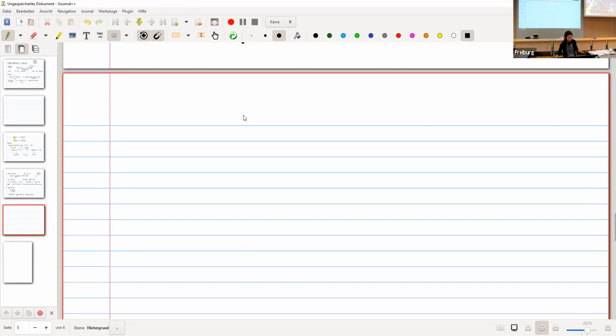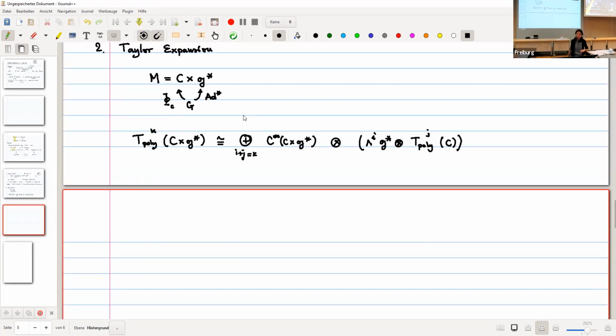Microphone. I think there must be a misunderstanding, but you said you count the smooth functions on C extra, so they are not automatically in T poly of C? Say it again, sorry. You have T poly of C, right? And I thought that these multivector fields you take... I got it, right? Okay. Sorry.